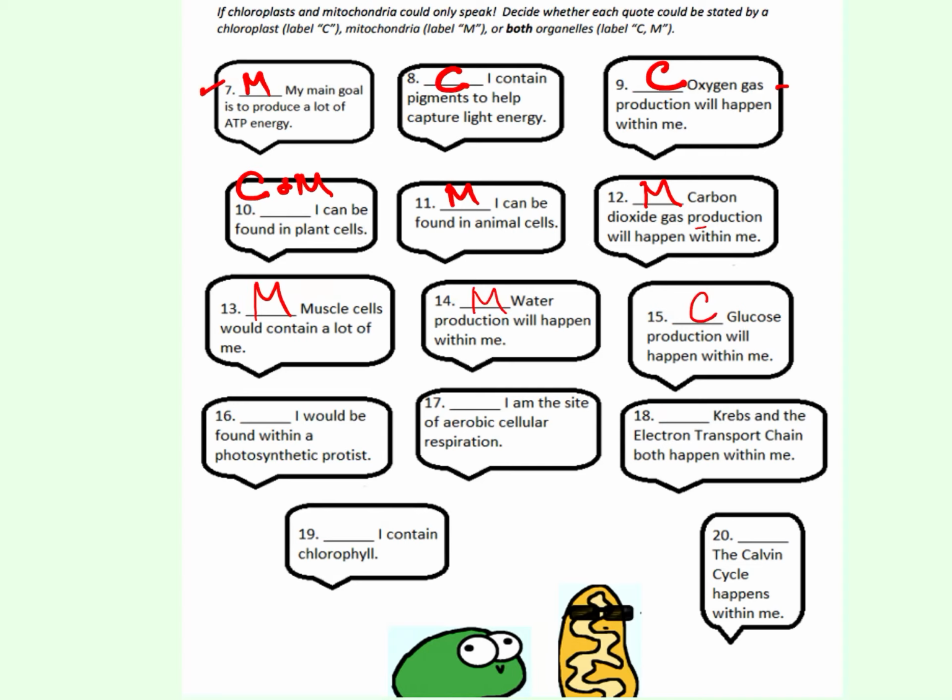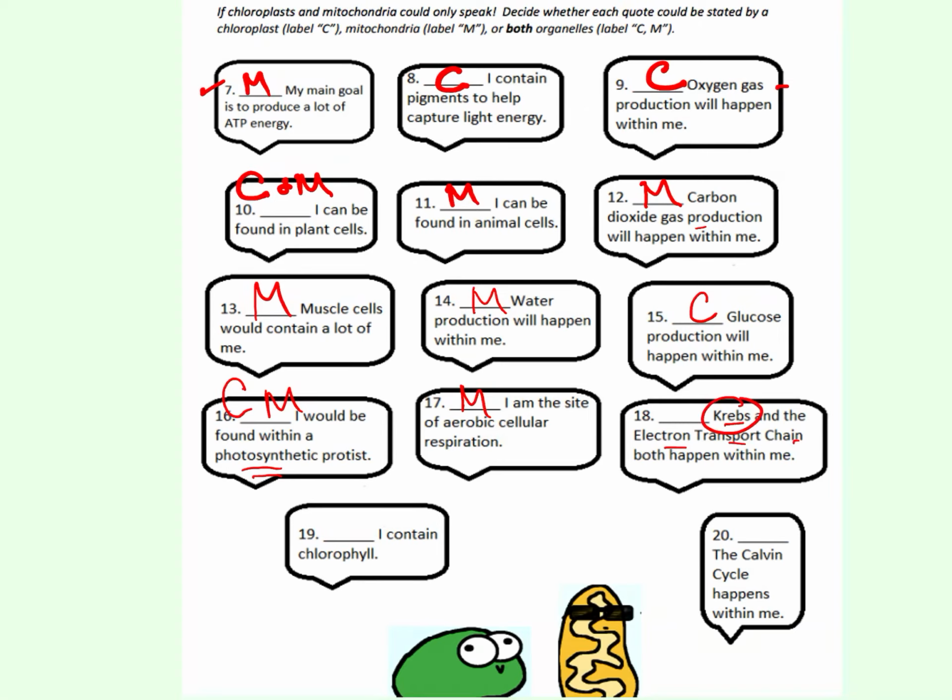I would be found within a photosynthetic protist. So that'll be definitely chloroplast, but also mitochondria. So both, because remember, photosynthetic organisms also respire. I am the site of aerobic cellular respiration. That is a mitochondria. Krebs and electron transport chain happen within me.